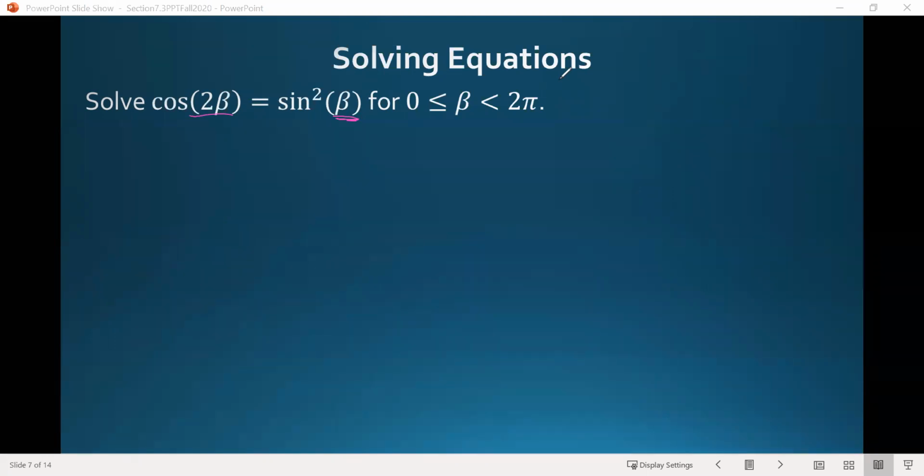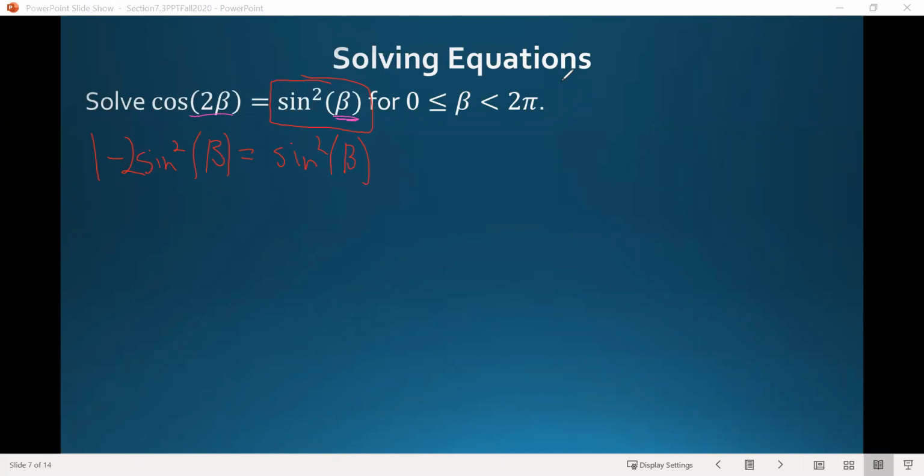And we're thinking about which option to use. Well, notice over here on the right, we see a sine squared, which tells us we should use the option for the double angle identity for cosine that uses sine. And so in this case, we'll use the one that says cosine of 2 beta is equal to 1 minus 2 sine squared of beta, so 1 minus 2 sine squared of beta equals sine squared of beta.